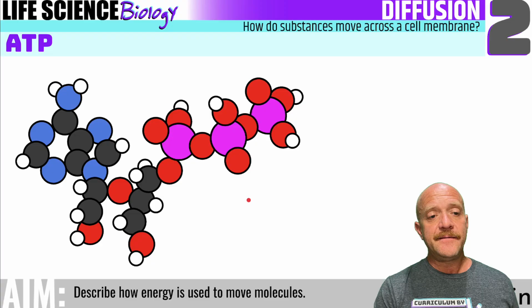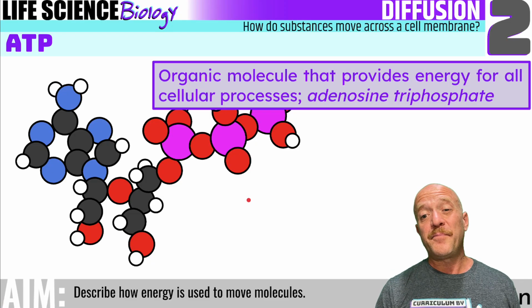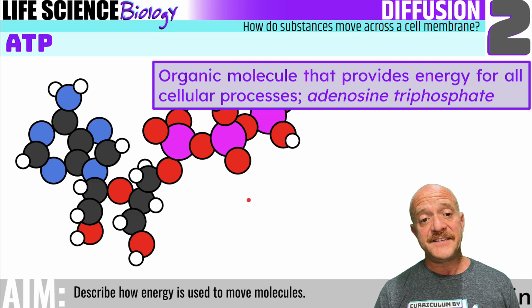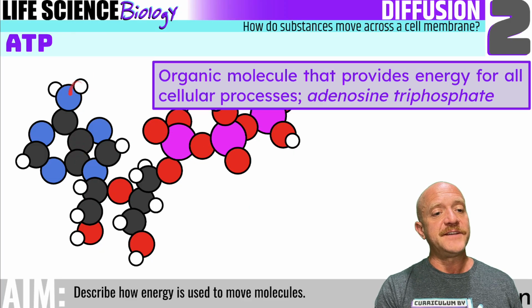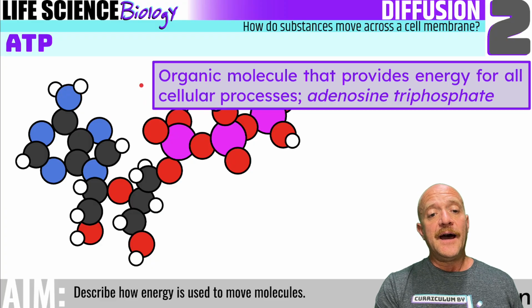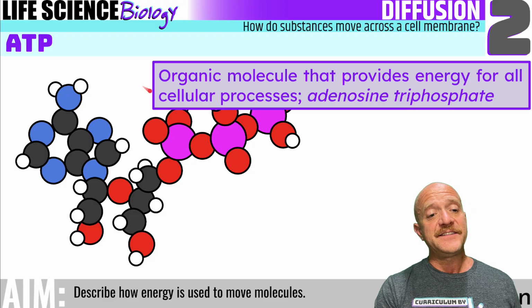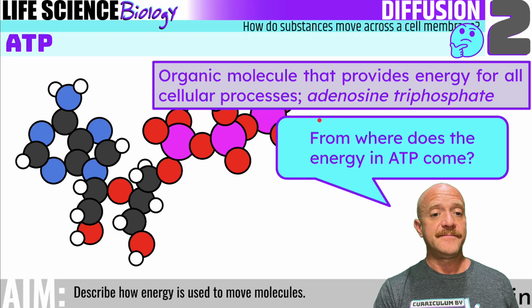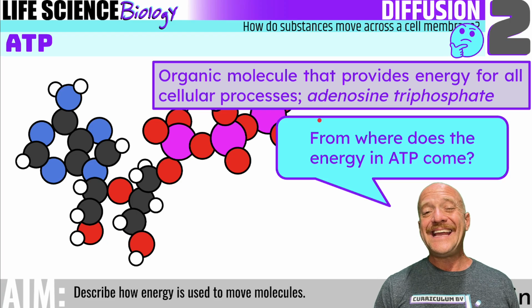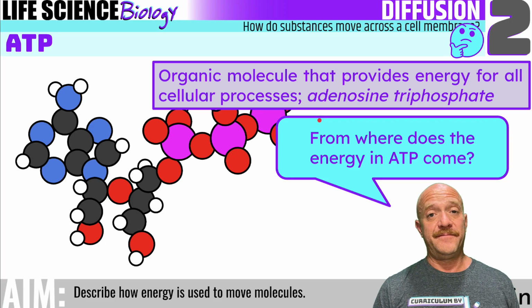Now ATP is an organic molecule that provides energy for all cellular processes. It's organic because you have carbon and hydrogen. You have these black circles and you have these white circles. It is adenosine triphosphate, that's the chemical name of it. Triphosphate because there are 3 phosphates. So where does the energy in ATP come from? Indicate that in your notes.